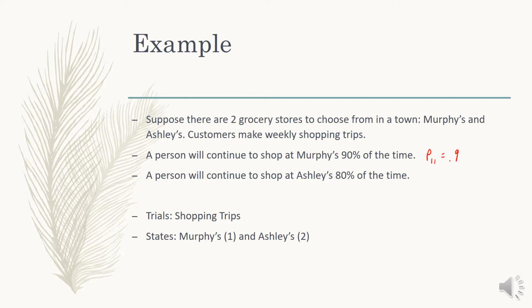A person will continue to shop at Ashley's 80% of the time. So we're going to call Ashley's second. So the probability of going from Ashley's and staying at Ashley's would be 0.8. The trials here are the shopping trips, and the different states that you could be in are the different grocery stores.